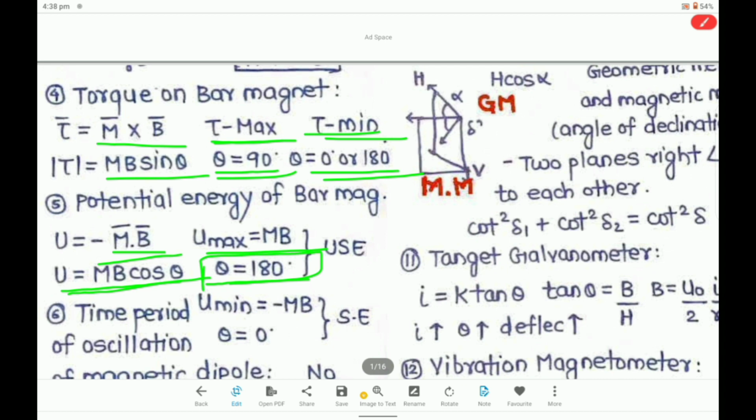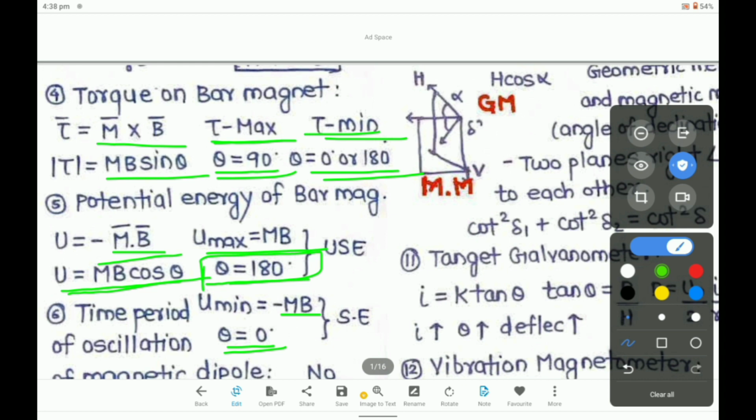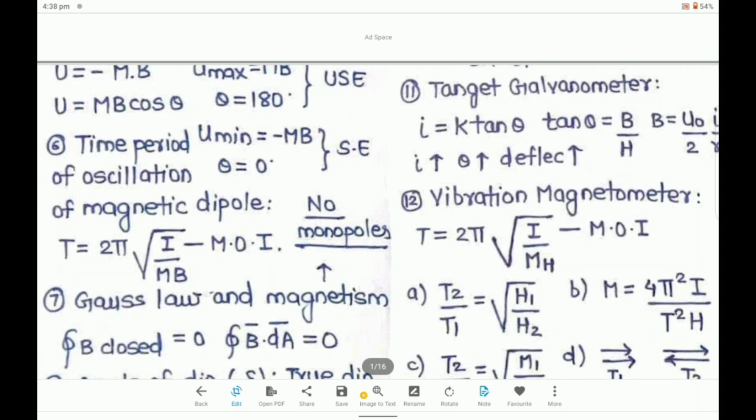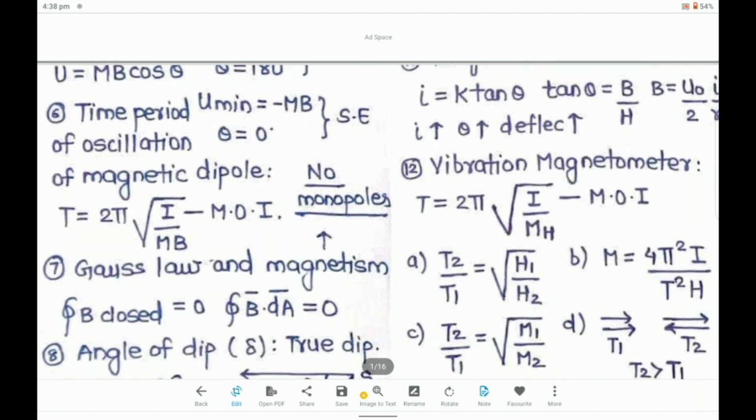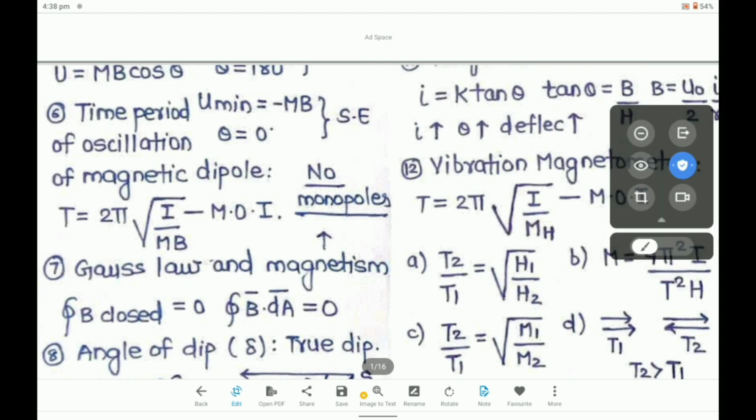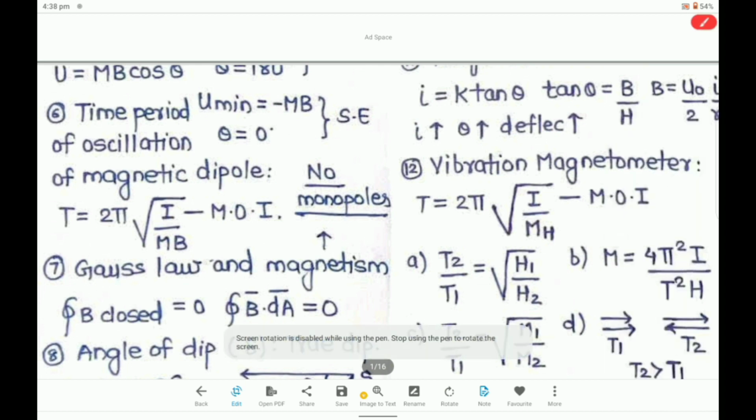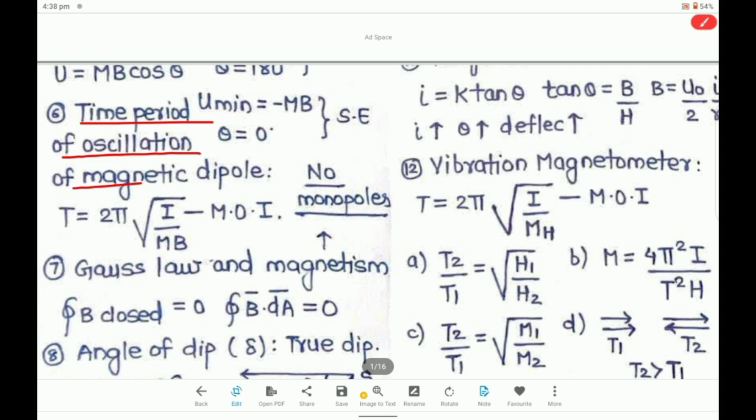Now, next very important point, that is time period. Time period of oscillation of a magnetic dipole. So time period is equal to 2 pi under root I upon m b. Here I is your moment of inertia, m is magnetic moment, and b is your magnetic field.